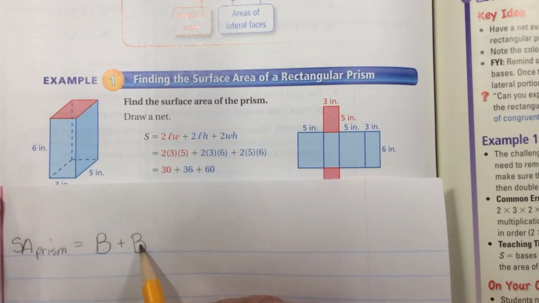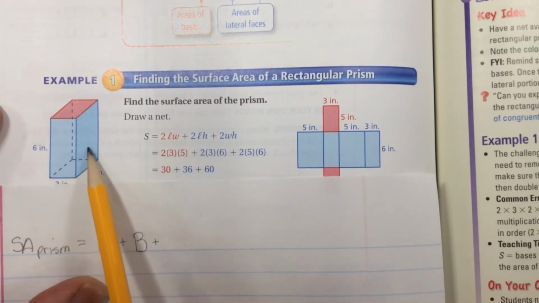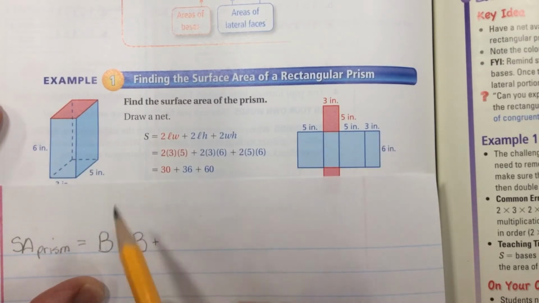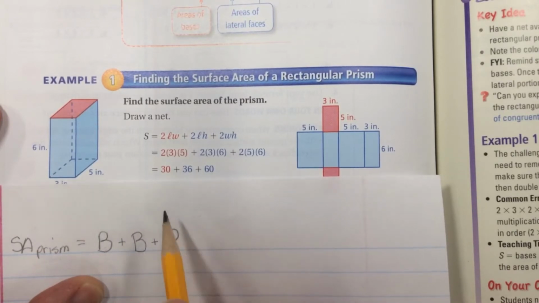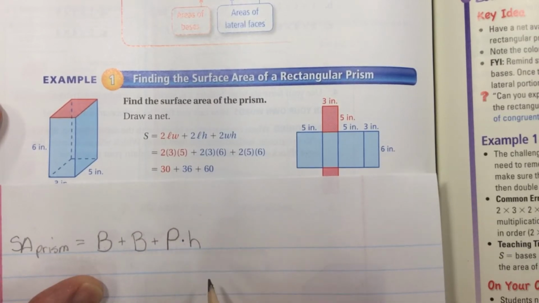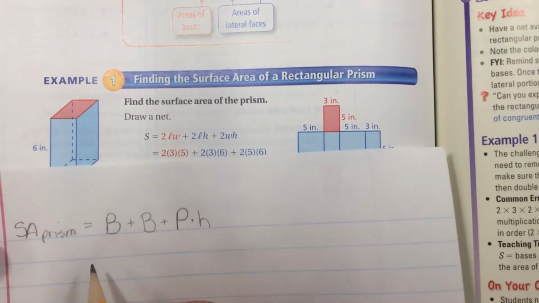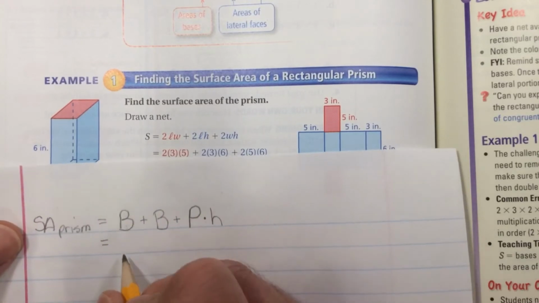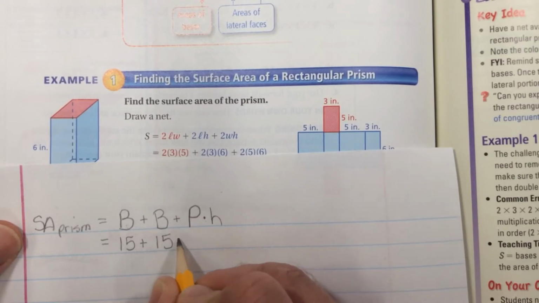So big B plus big B, that's the two bases, plus I want the area of all of these lateral faces, but I'm going to count it as one big rectangle, which is the perimeter of the base. I'll use a big P for that. That big P means the perimeter of the base times the height of the prism. Okay, so let's see what that looks like. So we already said the area of the base was a 3 times 5, or 15. And we'll write that 2 times, because there are two bases.